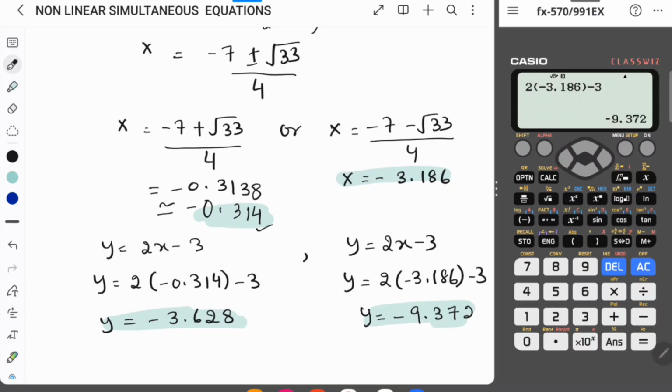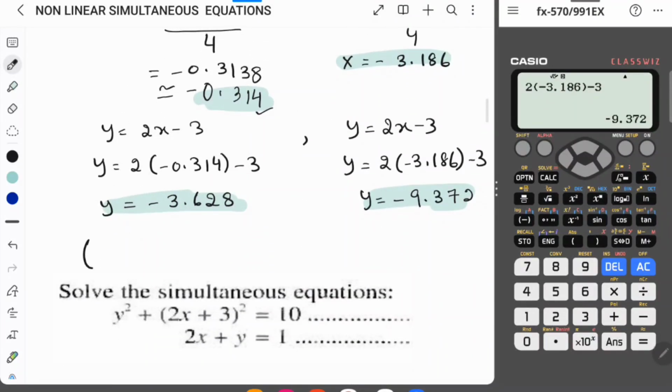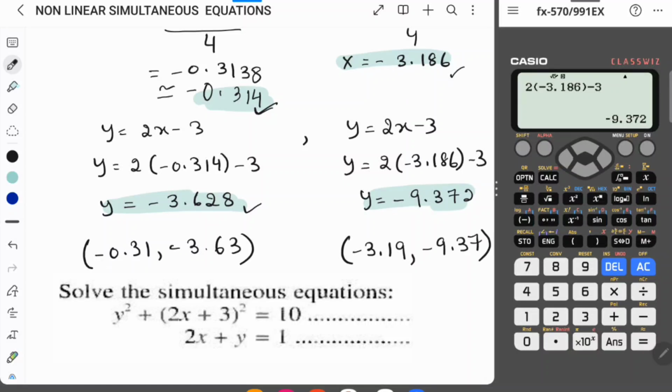So you will have to write down the coordinates. The first coordinate is when x is equals to minus 0.31 up to 2 decimal places. Y value will be equals to minus 3.63. Just consider this answer and this one. The other one, x value is minus 3.19 up to 2 decimal place, and the other answer is minus 9.37. So they are the two sets of answers you are getting in this question.